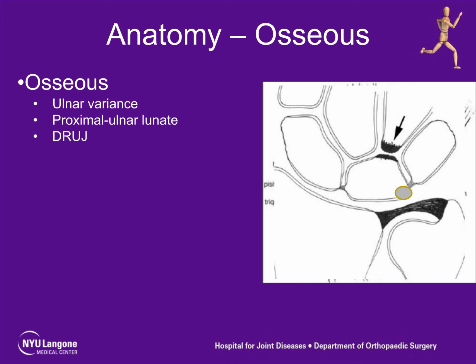The arrow is pointing to the reflection of the hamate at a type 2 lunate, and a type 2 lunate has a second facet which articulates with the hamate, and people who have a type 2 lunate can get some pain and arthritis between the hamate and the lunate. And then the distal radial ulnar joint is pictured there as well.